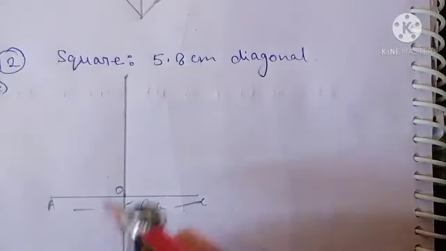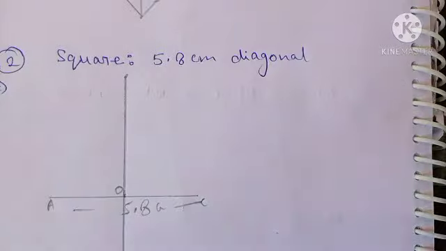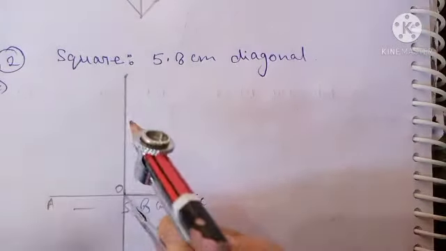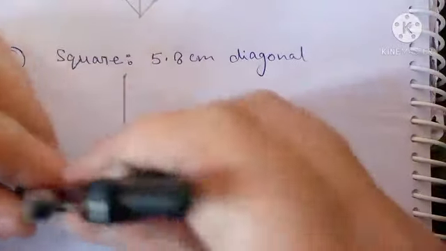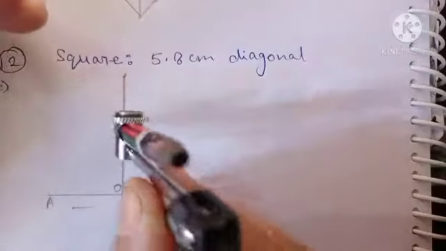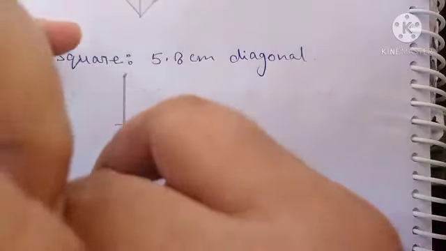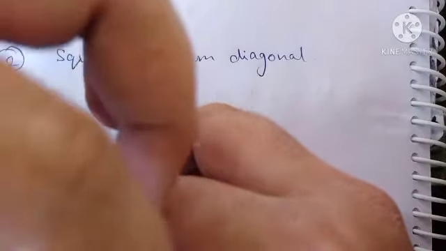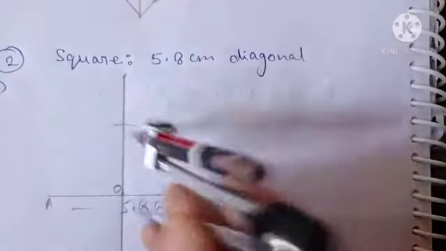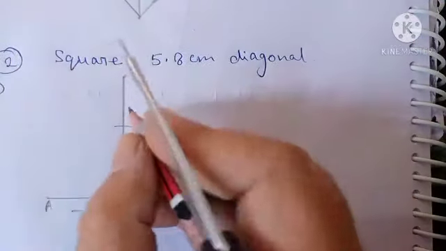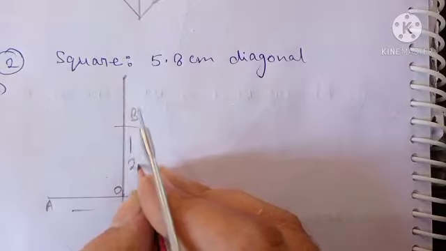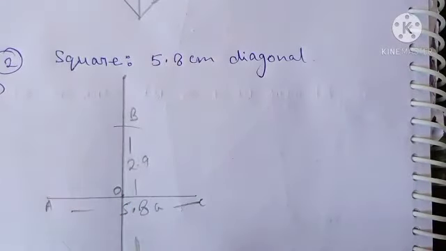Now we know the diagonals of a square are equal. So we will cut off 2.9 centimeter on both the sides. We will take O as center and 2.9 centimeter as radius. We will cut off this line on both the sides at 2.9 centimeter. So this is B, this is the distance 2.9, and this is D.